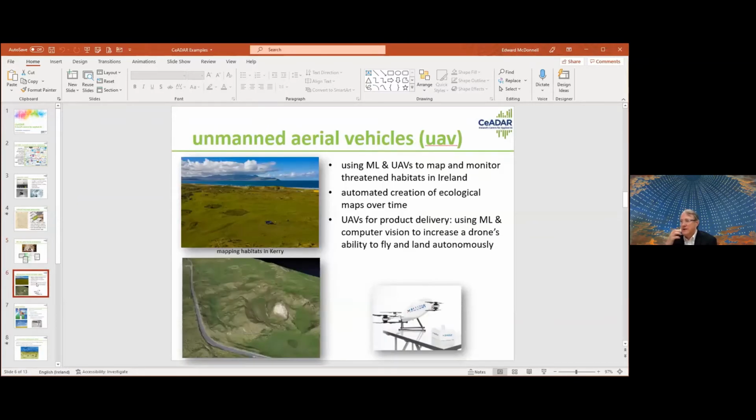So another perhaps exotic example here. We're working with two separate companies using drones. One is mapping the coast of Ireland, particularly, I think that's the fire alarm.